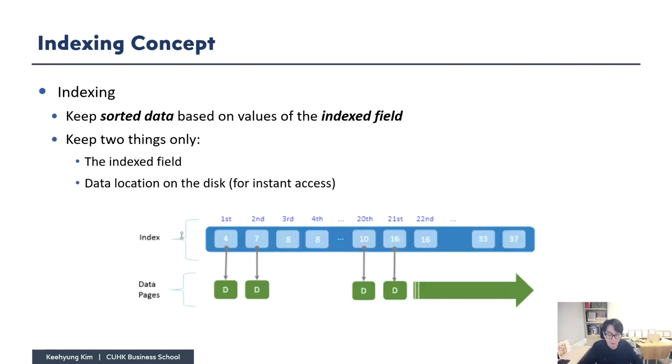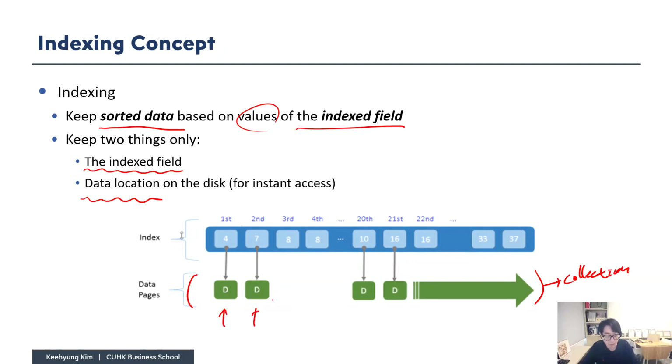So indexing will look like this in the database. Basically, it keeps sorted data based on the values of the indexed field. For an index you create, it will keep only two things in the database system: the indexed field and the data location on the disk. So something like this. Let's just say that this is your MongoDB collection. Then you will have multiple documents. And let's just say that in each document, you have a field called score, and score has a certain numerical value.